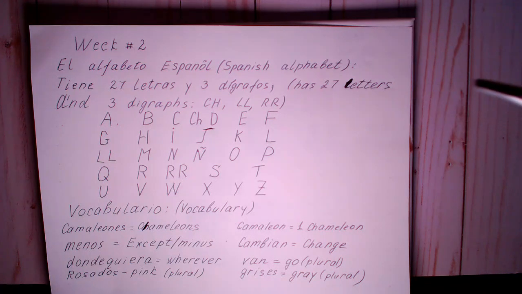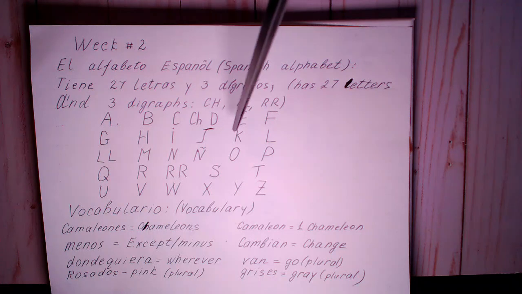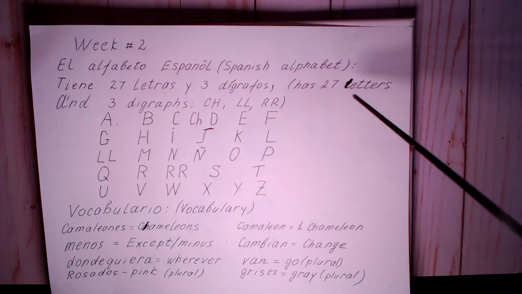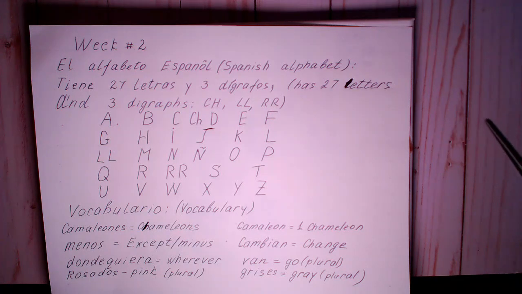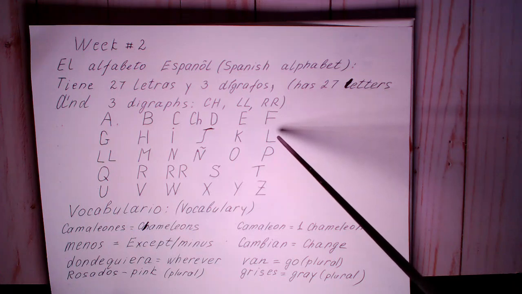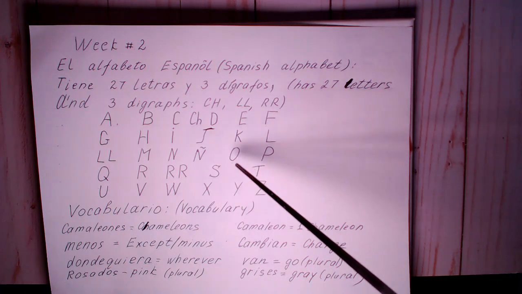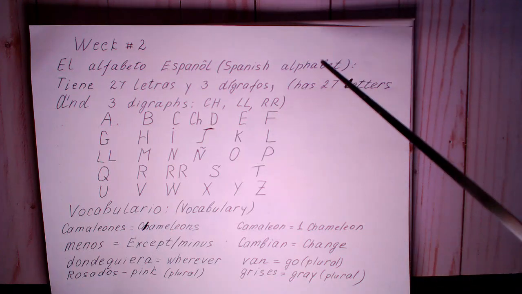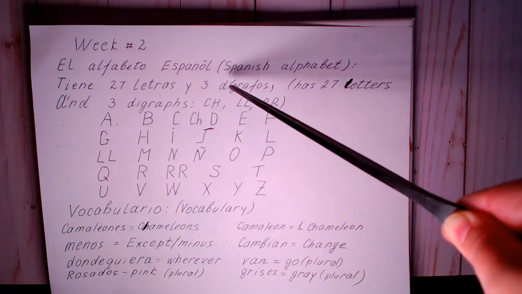So the Spanish alphabet has 27 letters and 3 digraphs. Digraphs are not part of the Spanish alphabet. They are ch, ll, and rr, but they are used in the Spanish language. A digraph is basically one of the letters of the Spanish alphabet combined with another letter of the alphabet, and they are generally used in the Spanish language. So we're going to go over both the letters and the digraphs.